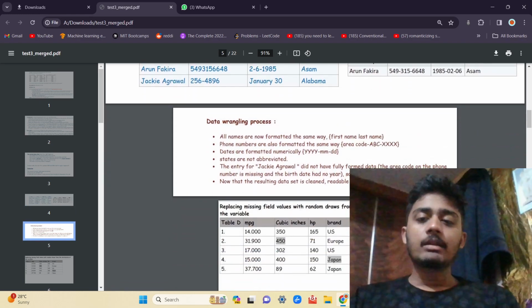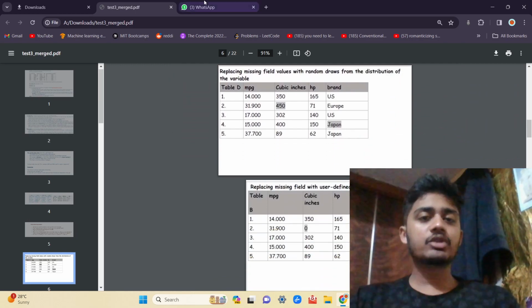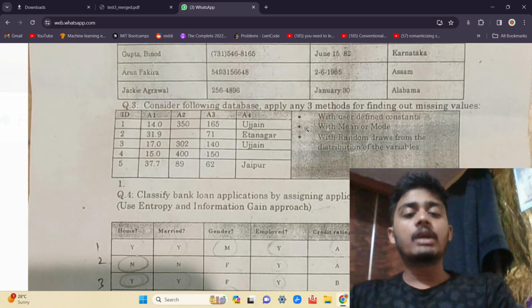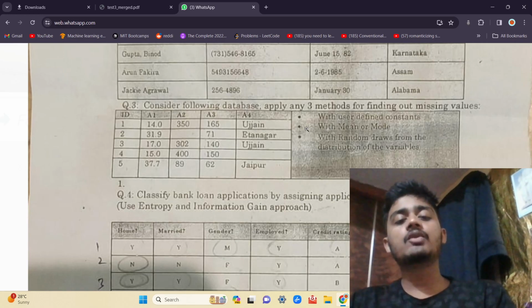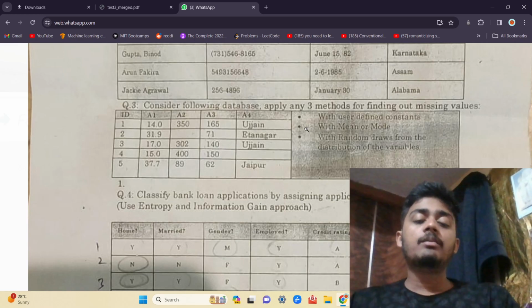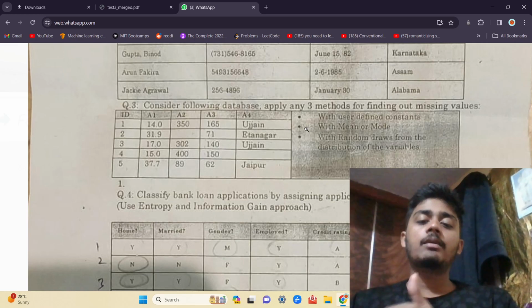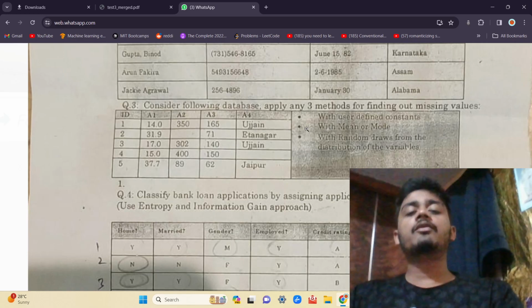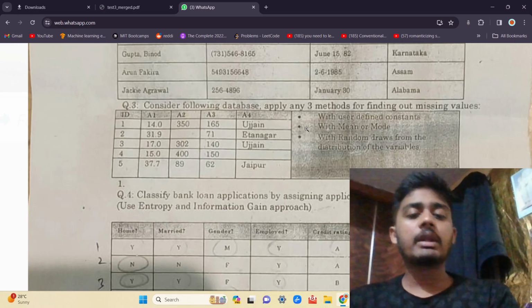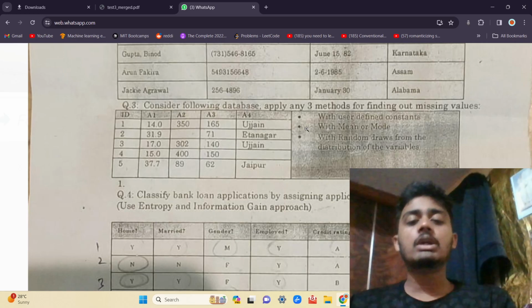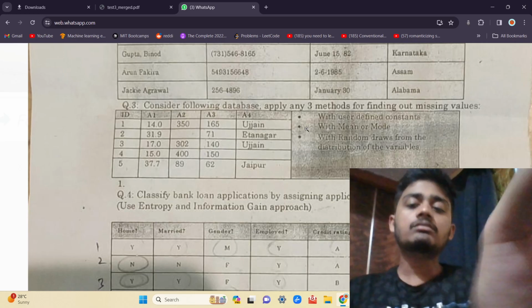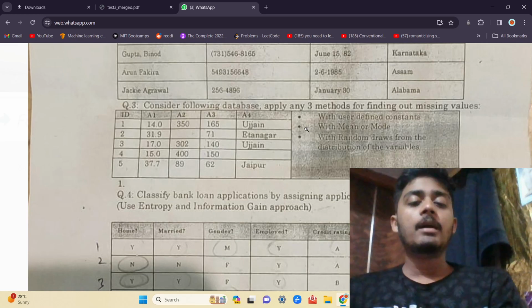So this is solved. Now the third question is: consider the following database and apply 3 methods to find out the missing values. Now we have to find out the missing values for these two places. For finding out the missing values, the first method is using user defined constants. We can fill these missing values with our own constant, for example, -1 or -99 or 0, or anything.